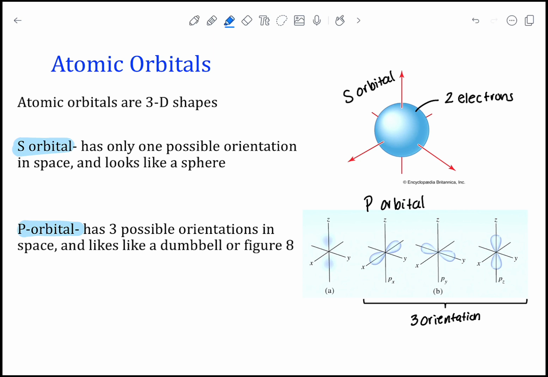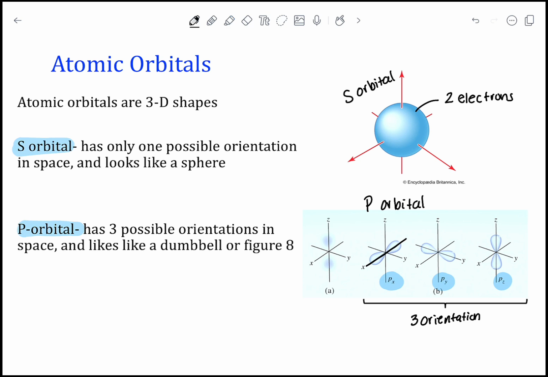And that is the p sub x, meaning it lies along the x-axis. So there's our x-axis, and the p orbital lies along that one. We have our p sub y orbital, which lies along our y-axis, and our p sub z orbital, which lies along our z-axis. So each orbital is in one dimension of our 3-dimensional space.